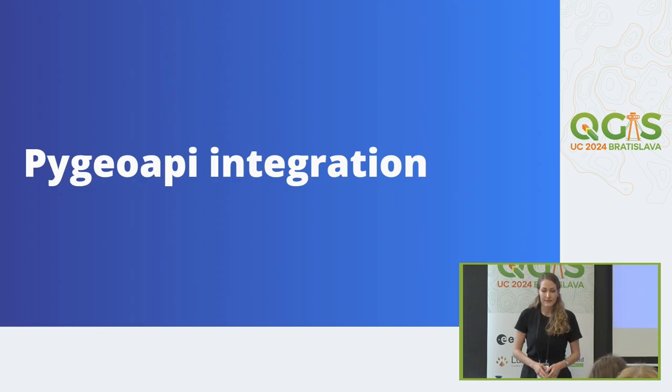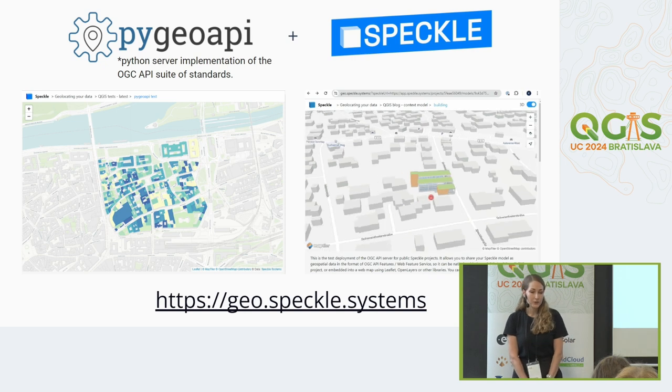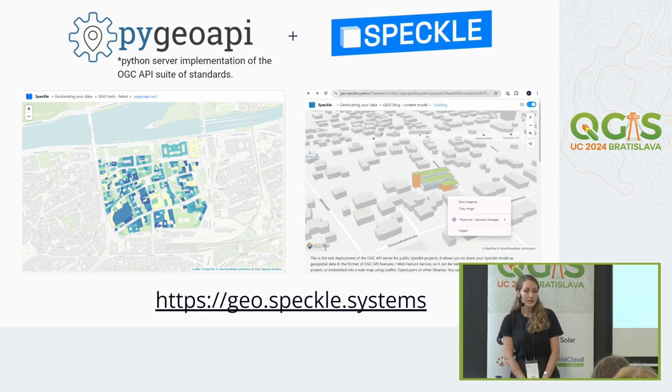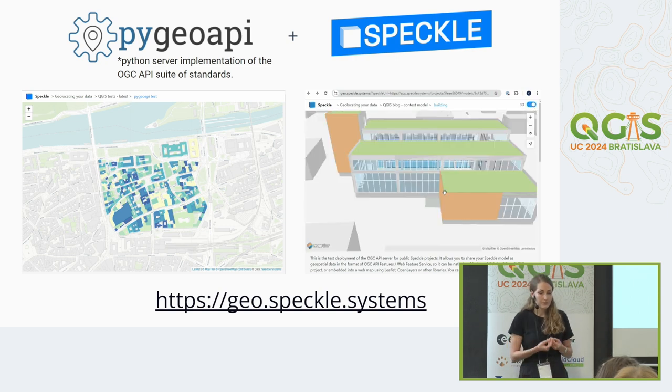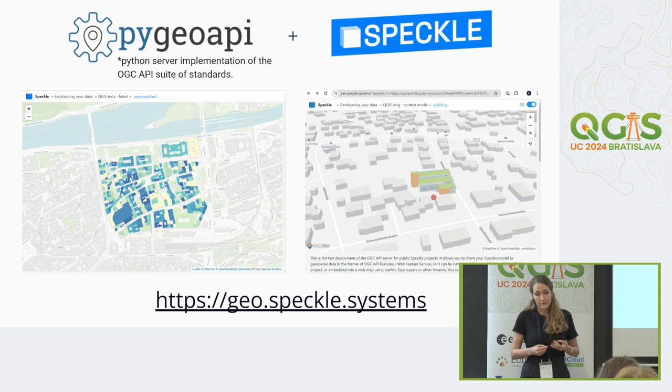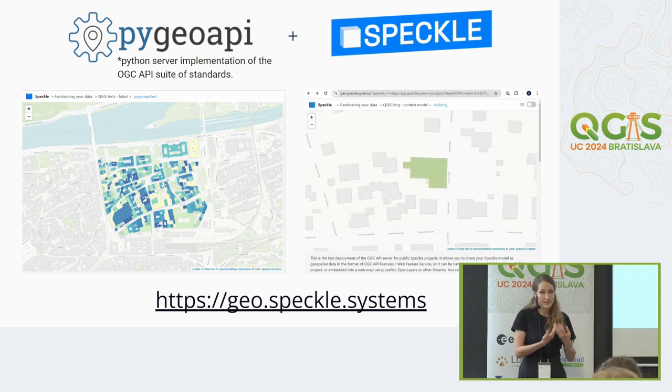And this is the latest integration, which I'm very excited about, with pygeoapi. If you have heard about pygeoapi, it's a Python server implementation of the OGC API suite of standards, which allows you to stream your data in a web feature format or web map format into a standardized OGC API format.